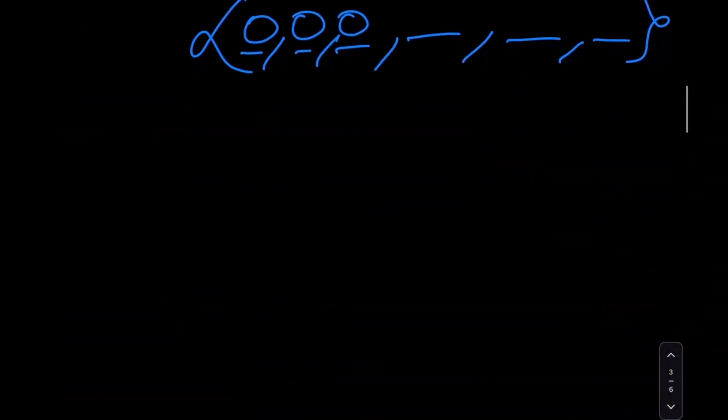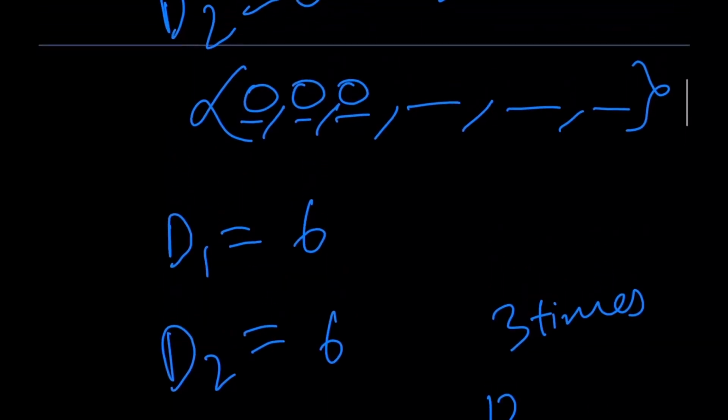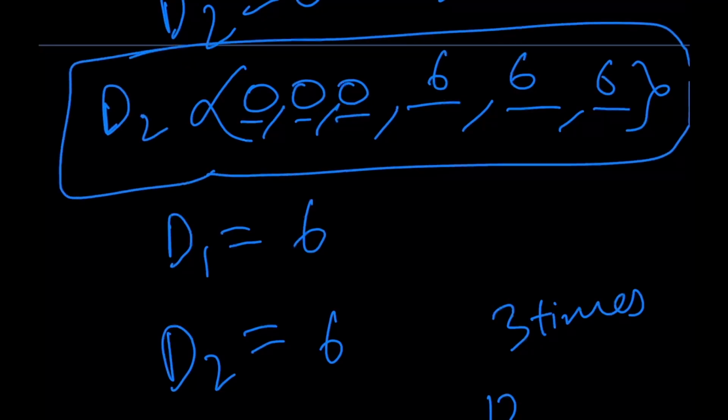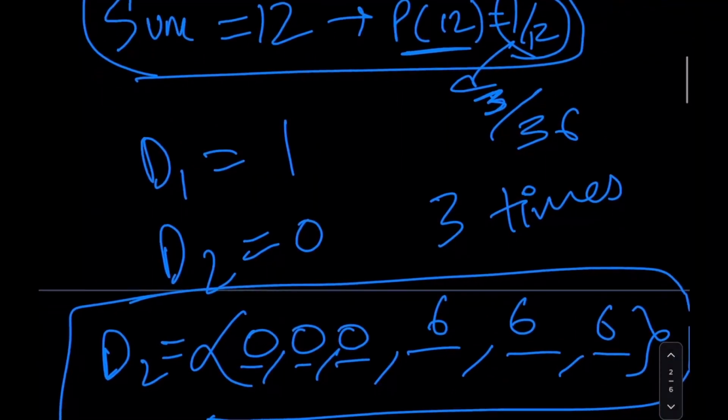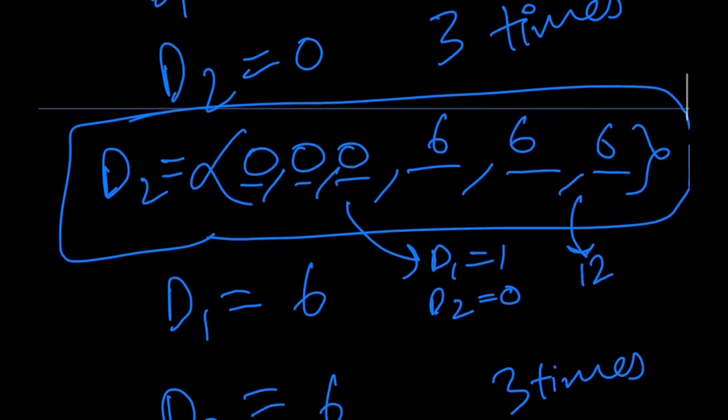And we know that D1 only has one 6, but we need D2 to have 6 three times in order to create 3 different cases where the sum is equal to 12. So that means that D2 also necessarily has to have three 6s. So that just leaves us with this possible outcome. D2 has to have 3 zeros in order to create 3, and D1 is 1 and D2 is 0. And similarly, D2 has to have 3 cases of 6s in order to create the 3 possible outcomes of sum equal to 12, where D1 and D2 both have a 6.